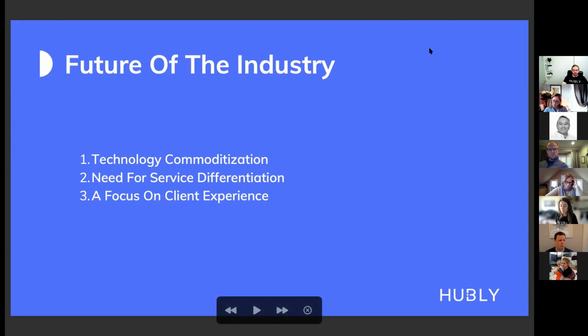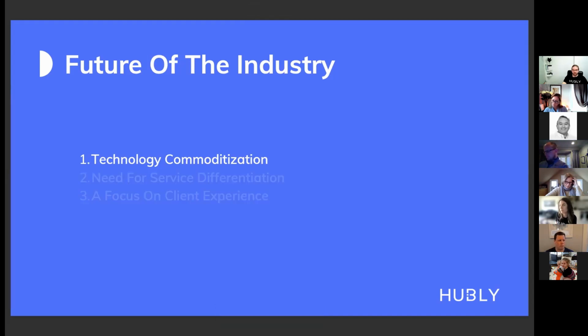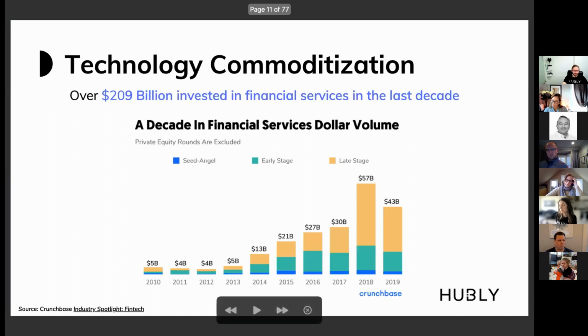When it comes to technology commoditization, the simplest way to look at it is that there's been over $210 billion invested into financial services technology in the last 10 years alone. And these dollars have primarily driven a lot of the change that we're starting to see today.